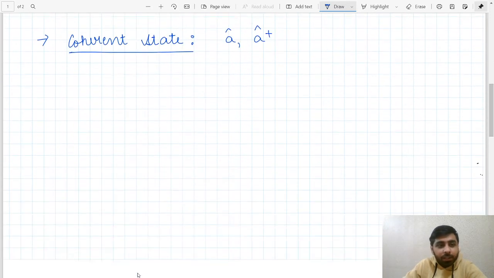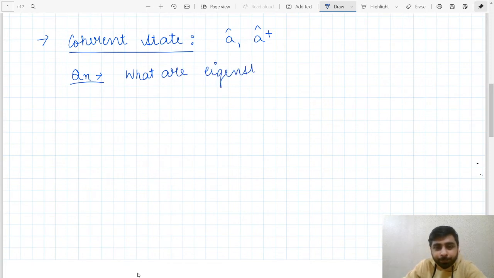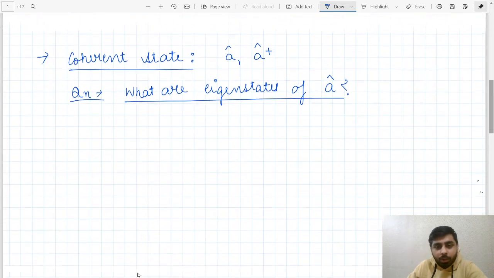So now the question is: what are the eigenstates of A? Very simple question, and we need to find an answer to this question.